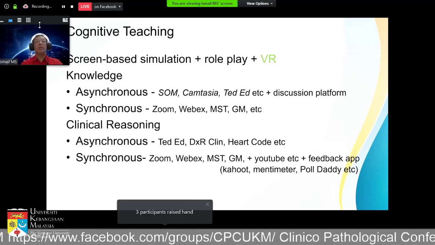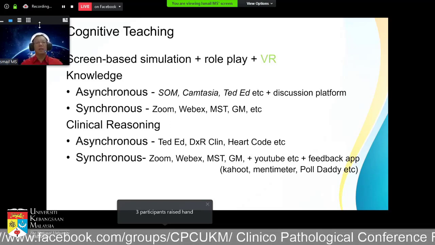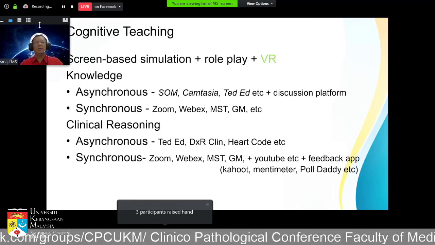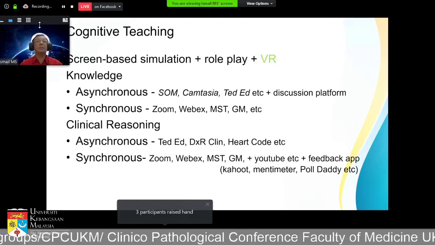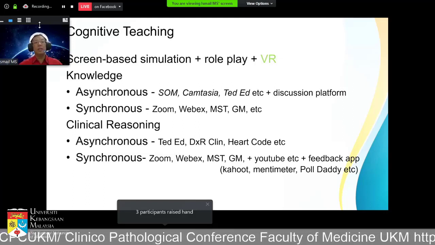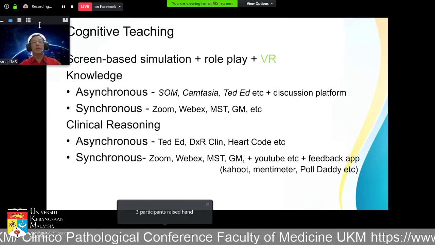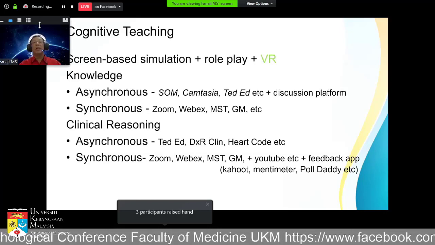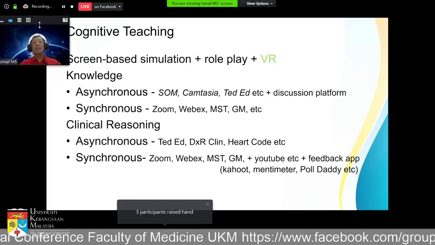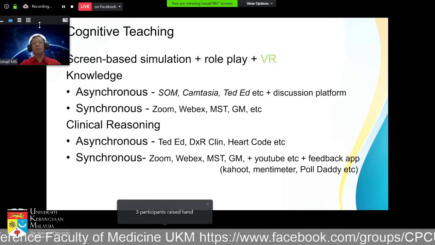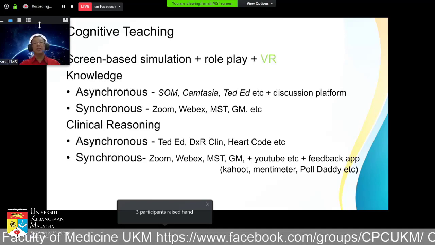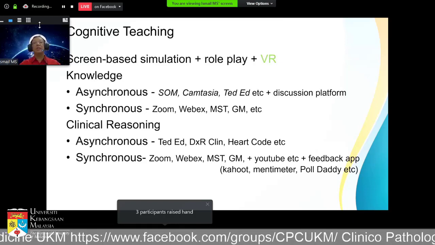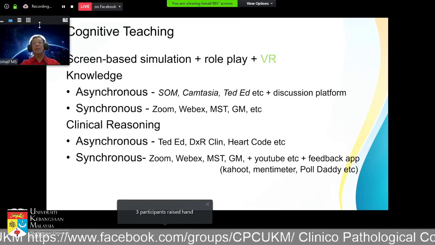Or even in the emergency, we use Hard Code. There's a lot of these asynchronous things that you can do, where at the end of the day, they can give marks and show how the student performed. Or we can use a synchronous way of clinical reasoning with Zoom, WebEx, or whatsoever, and we can also use some YouTube, in terms of the sounds, in terms of the things that you have to interpret, and we can use a feedback app like Kahoot, Mentimeter, Poll-Daddy, and so on.